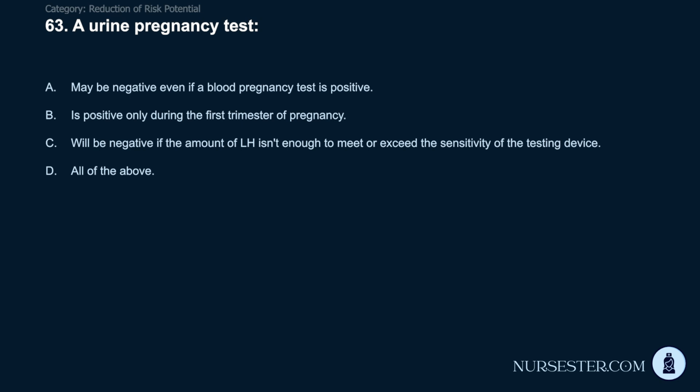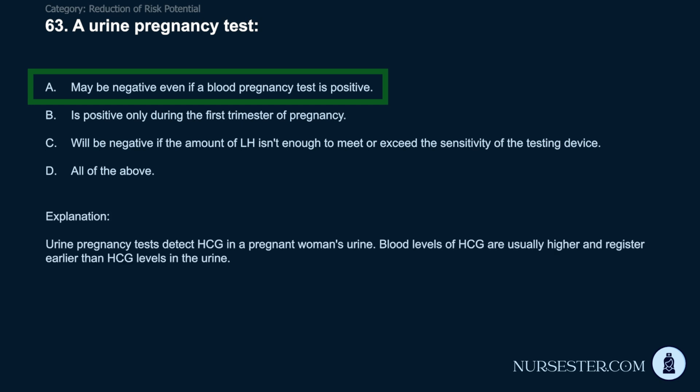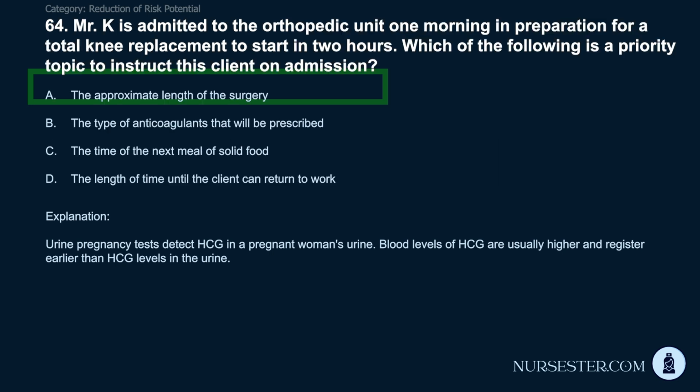63. A urine pregnancy test A. may be negative even if a blood pregnancy test is positive. B. Is positive only during the first trimester of pregnancy. C. Will be negative if the amount of hCG isn't enough to meet or exceed the sensitivity of the testing device. D. All of the above. Correct answer: A, may be negative even if a blood pregnancy test is positive. Urine pregnancy tests detect HCG in a pregnant woman's urine. Blood levels of HCG are usually higher and register earlier than HCG levels in the urine.